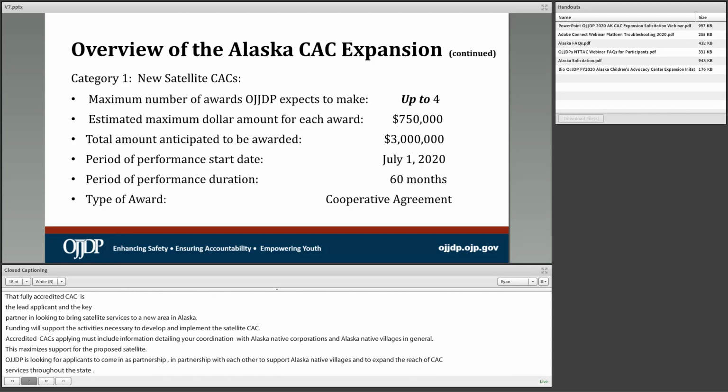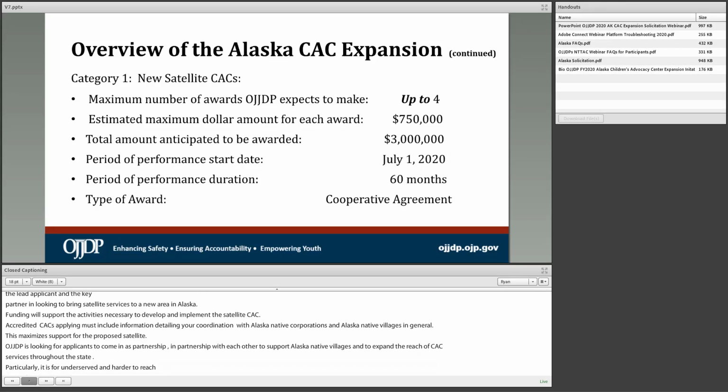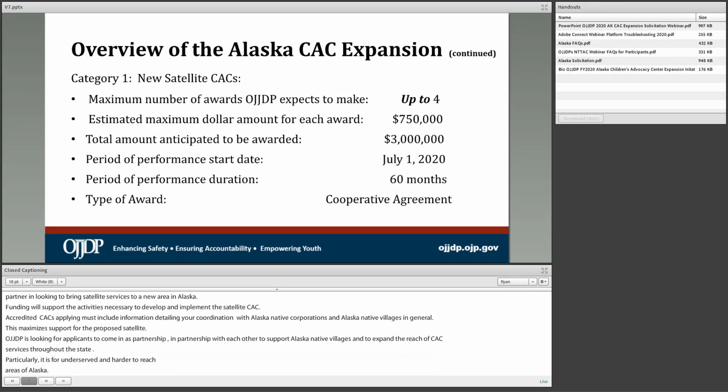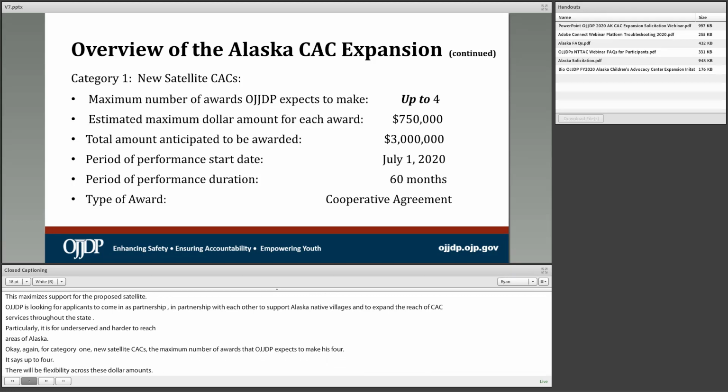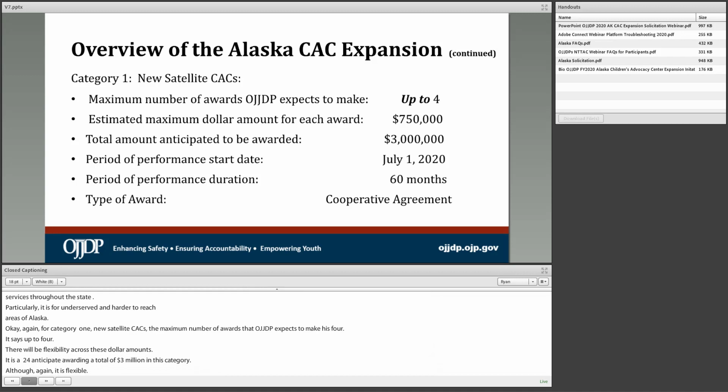Okay, so again, for Category 1, new satellite CACs, the maximum number of awards that OJJDP expects to make is 4. It says up to 4 because there will be flexibility across these dollar amounts. So it's up to 4, and we anticipate awarding a total of $3 million in this category, although, again, flexible. For each individual award, the maximum dollar amount that will be awarded is $750,000 per applicant or awardee, and that will be over a 60-month or 5-year period of time.